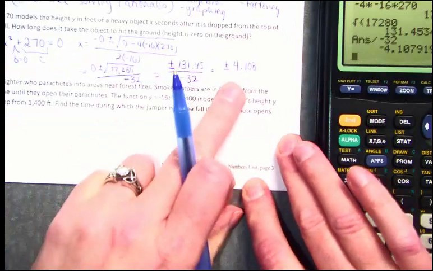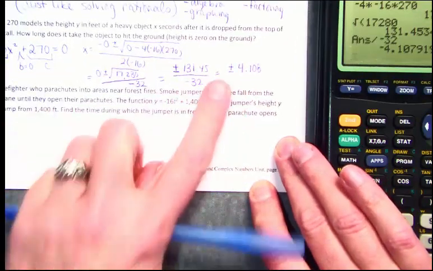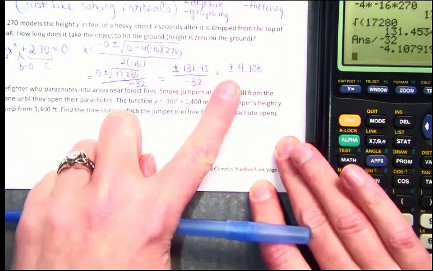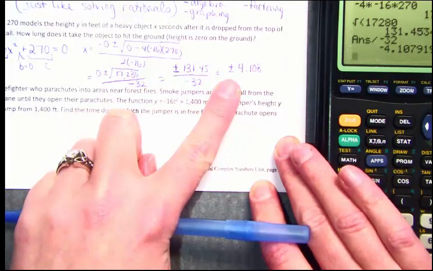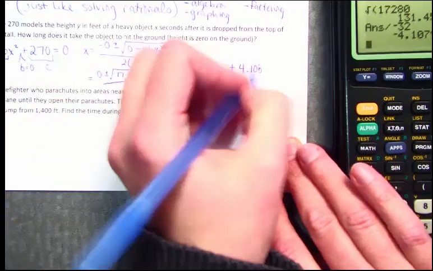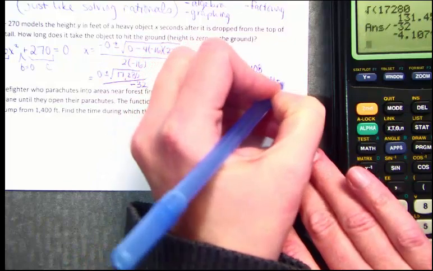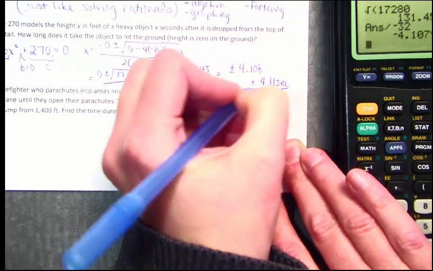When I think about this in reality, because we always have to keep ourselves in reality, time will never go backwards. So it doesn't make sense that I would have a negative 4.11 seconds. It makes sense that I would have a positive. It would take 4.11 seconds for it to hit the ground.